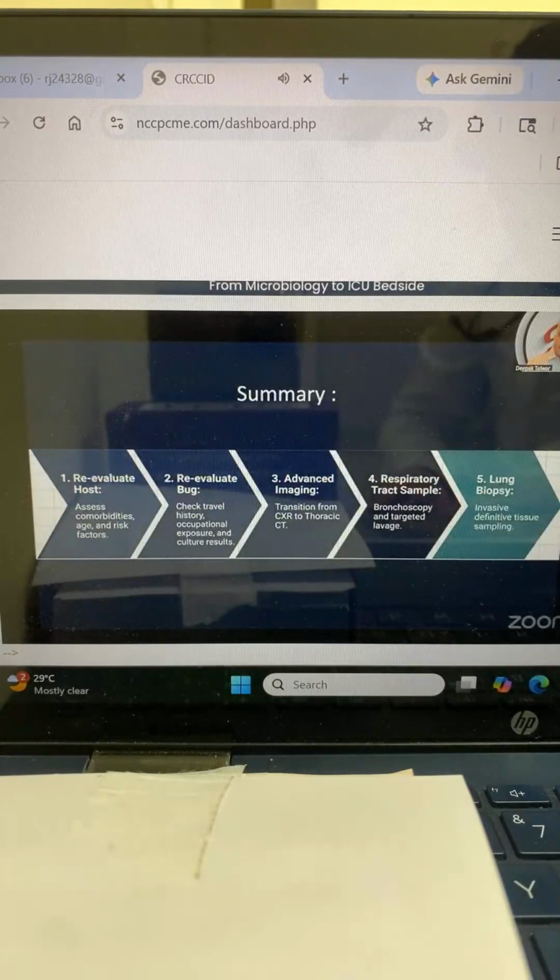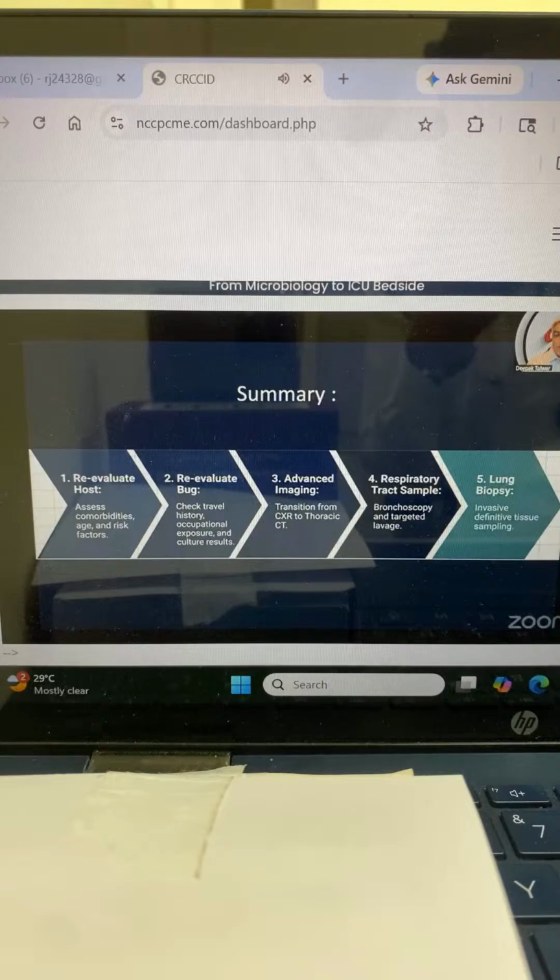So I'll summarize and end here: whenever we see a non-resolving pneumonia, we need to reevaluate the host. Look at the comorbidities, look at the age, and look at the risk factors for delayed resolution. If not, we move on to the bug: reevaluate the bug, check the travel history, occupational exposure, culture results, and keep looking at that again and again if you get a culture negative test, and perhaps go on to PCR based techniques in patients where we are really stuck.